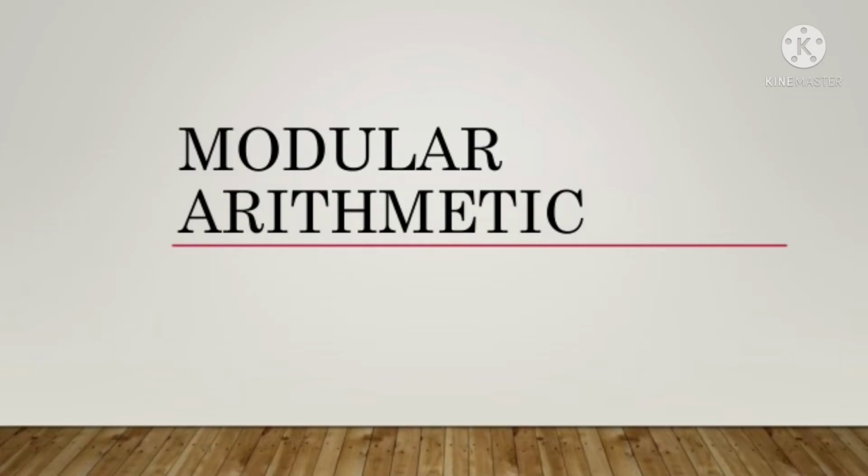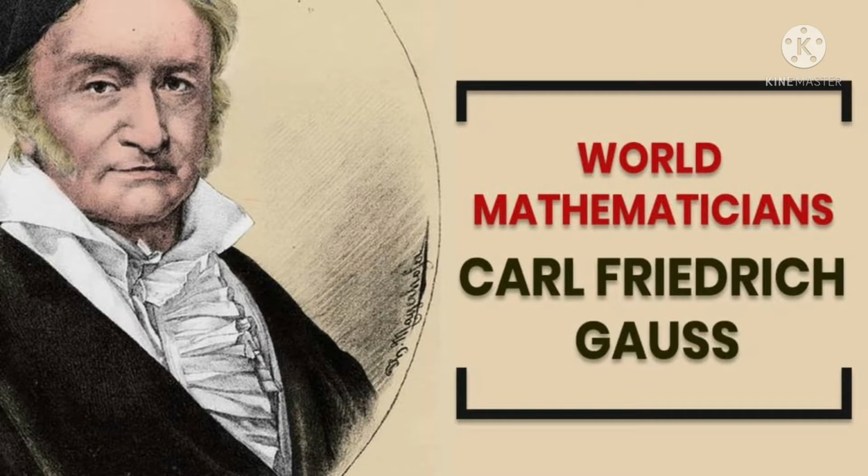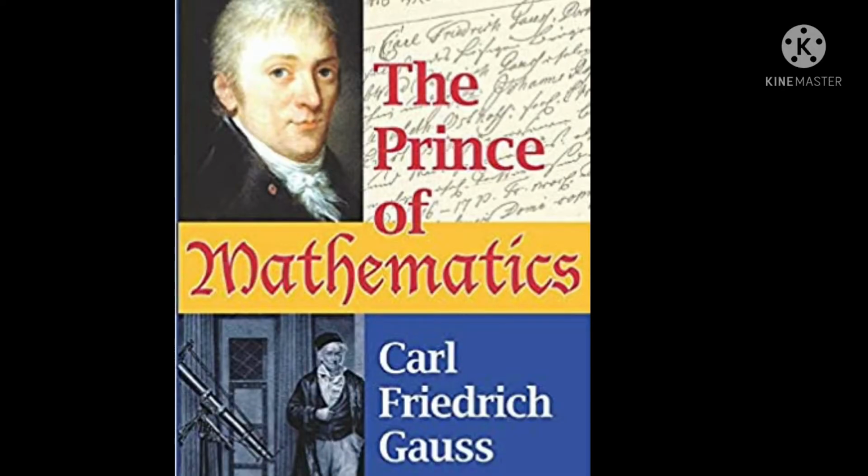In mathematics, modular arithmetic is a system of arithmetic for integers where numbers wrap around at a certain value. Unlike normal arithmetic, modular arithmetic proceeds cyclically. The idea of modular arithmetic was developed by the great German mathematician Carl Friedrich Gauss. He is called the Prince of Mathematicians.